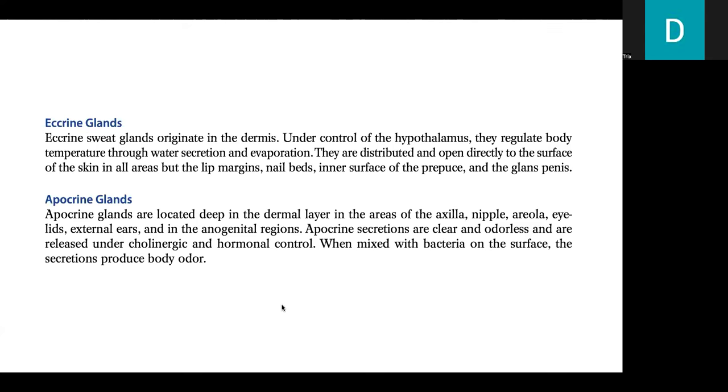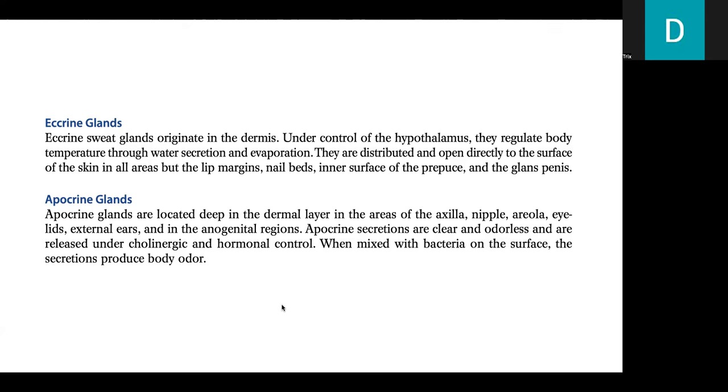Eccrine gland. Eccrine sweat glands originate in the dermis. Under control by the hypothalamus, they regulate body temperature through water secretion and evaporation. They are distributed and open directly to the surface of the skin in all areas but lip margins, nail beds, inner surface of the prepuce, and the glans penis.